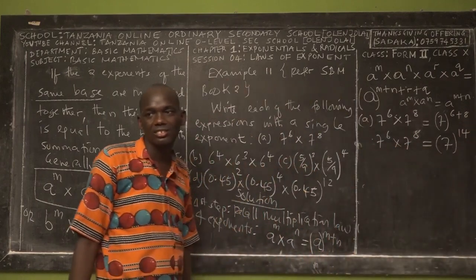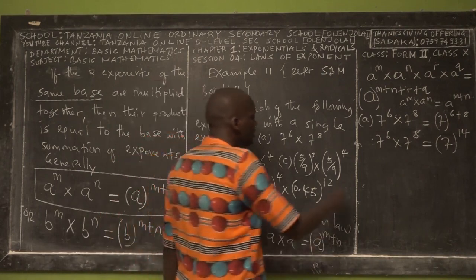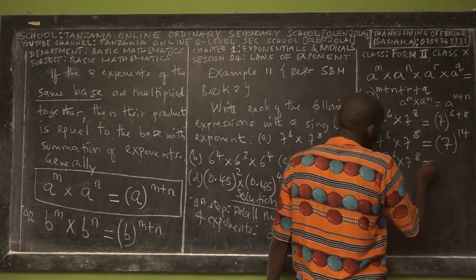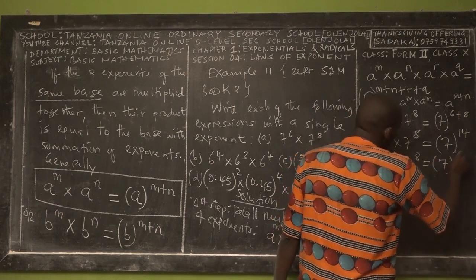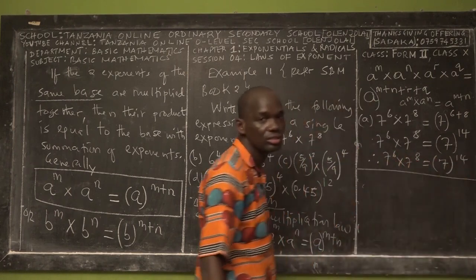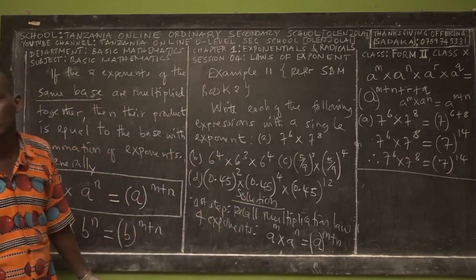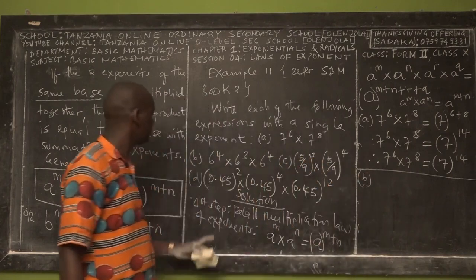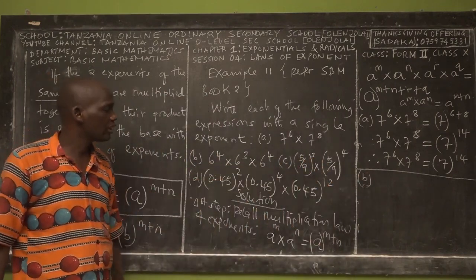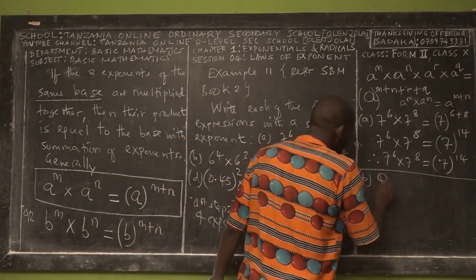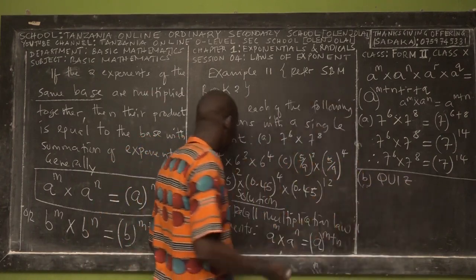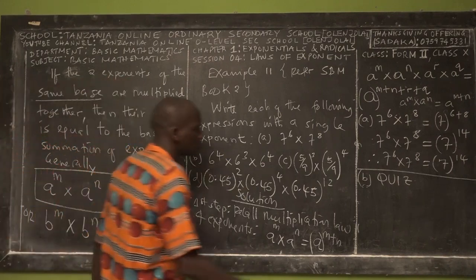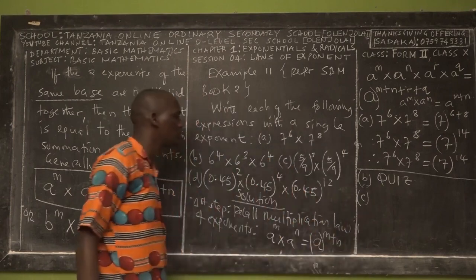It is 14. Okay? So the response, therefore, to write 7 power 6 times 7 power 8 as a single exponent is 7 power 14. You are done. You go for Roman B. Roman B, we have what? You can try. So Roman B, this is a quiz. You can try now because after the same base, you just add the exponents. Right? Yes.